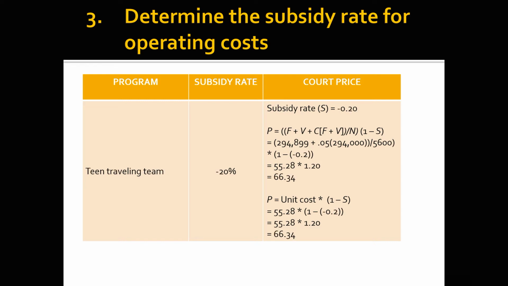The teen traveling team, they have a negative 20%. Remember, we're going to make a little profit on these more competitive teens. So in this case, our subsidy rate is negative 0.20. We take our unit cost of 55.28 and multiply it by 1 minus negative 0.20, which means 1 plus 0.2, which is 1.2, multiplied by the unit cost to give us $66.34. So that's what we need to charge as our court price for this teen program.